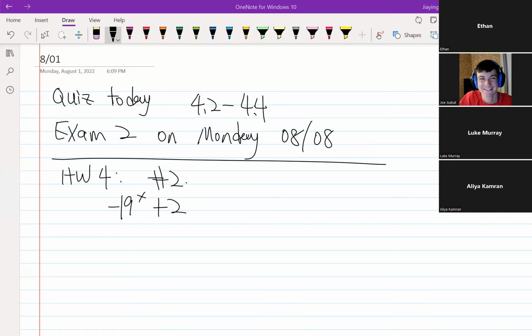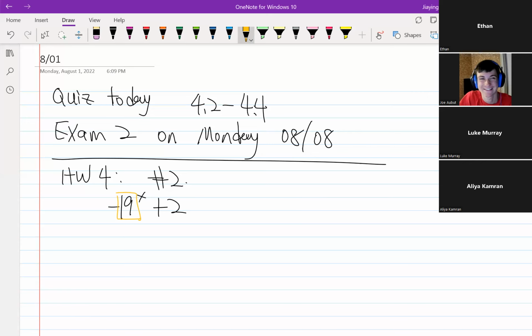Yep, no problem. That's a good question. So just double check, the function is -19 raised to the power of x, 19 is the base. Is that correct? Yes, this is after I did a few transformations onto it. Okay, no problem. Good question. We can work with this.